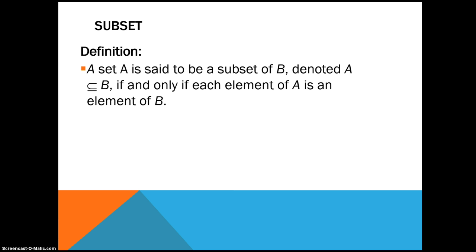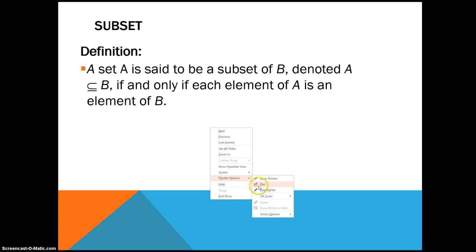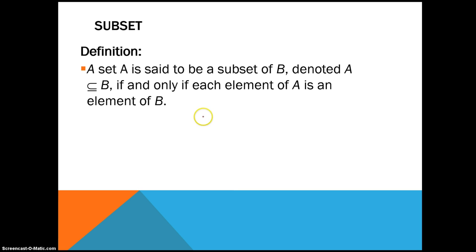Subset. A is said to be a subset of B, denoted A subset B, if and only if each element in A is an element of B. And I'm going to see if I can get this pointer to work now. Okay, good. This would be written in this way.